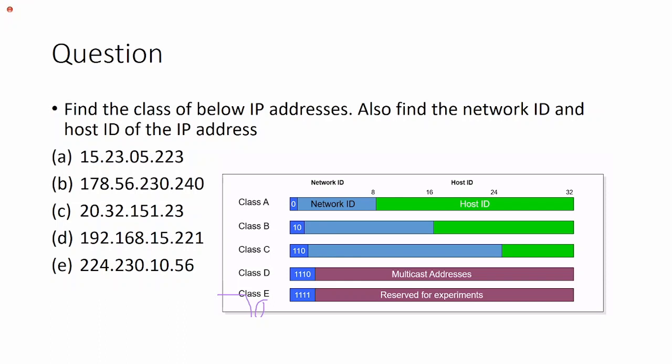2 to the power 16 is a large number, right? So you have only 1,000 computers. So what is happening? Let's say you have some network ID, 178.60. Then you can have 178.60 and some numbers, right? You can have 16 digits, which means you can go up to 2 to the power 16 different IP addresses, which is a large number.